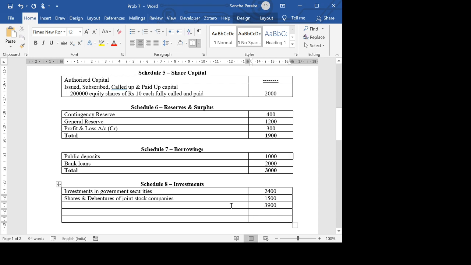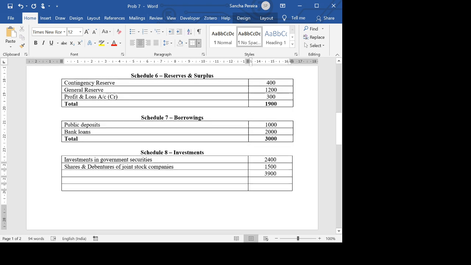How to show it? We'll come back to this schedule a little bit later once we do our fair value change account, because that is linked to this. So right now I'm just writing what is given with regard to the investments. We will complete the schedule a little later.